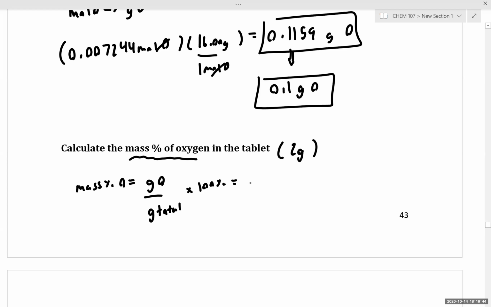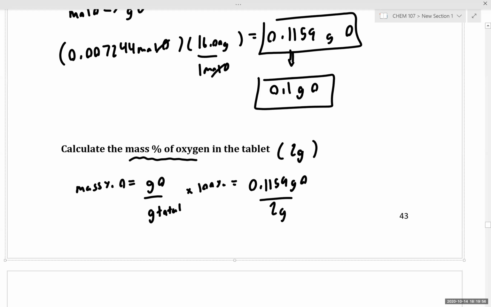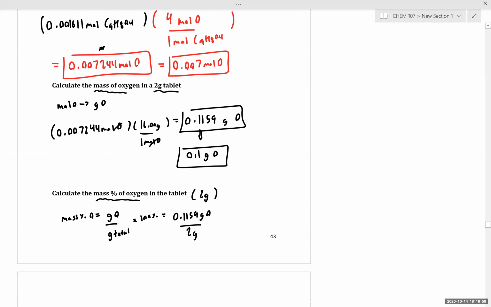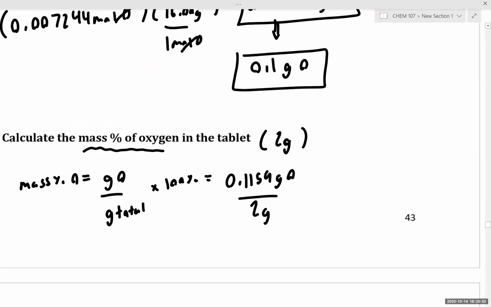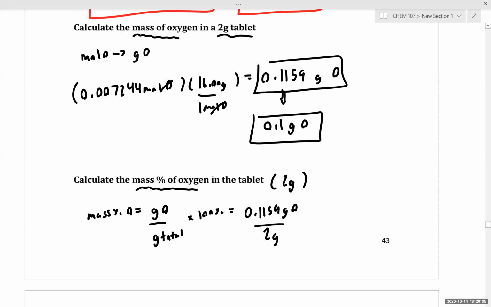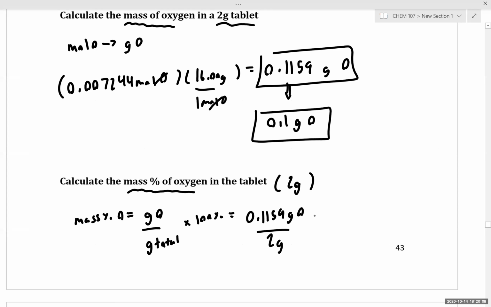times 100%. So we know we have 0.1159 grams of oxygen. And we know that we have a total mass in our tablet of 2 grams. Sorry, just resizing this. So multiplying by 100%, so we take 0.1159 over 2 times 100, and that gives us a percentage of 5.795% that we round to 6% by mass.